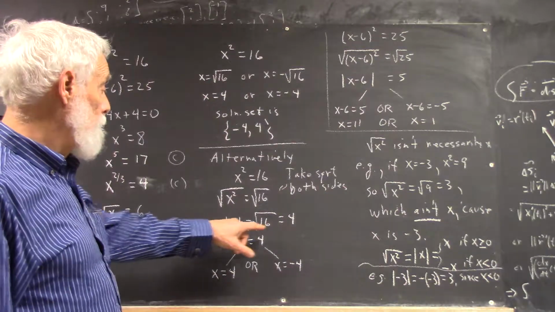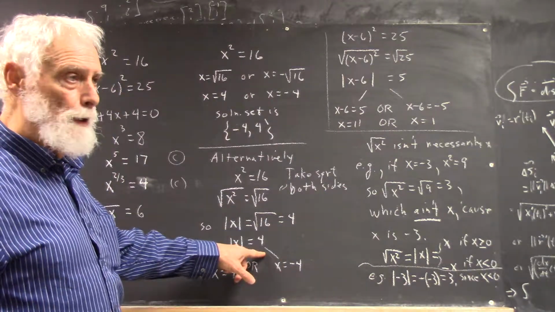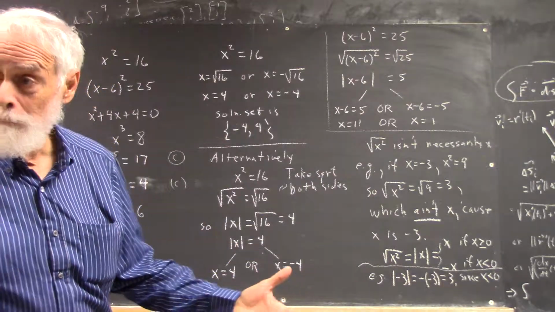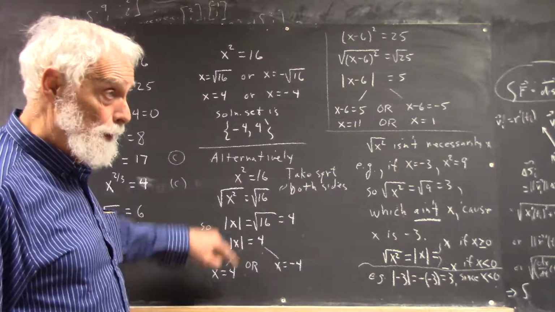So anyhow, absolute value of x is 4. If the absolute value of a number is 4, then that number's either got to be negative 4 or 4. Everybody would agree, right? So x could be 4 or x is negative 4. Another way of solving this.